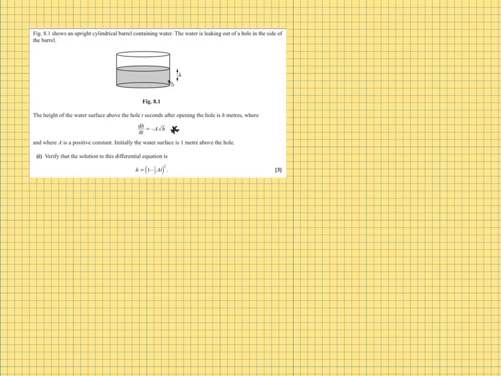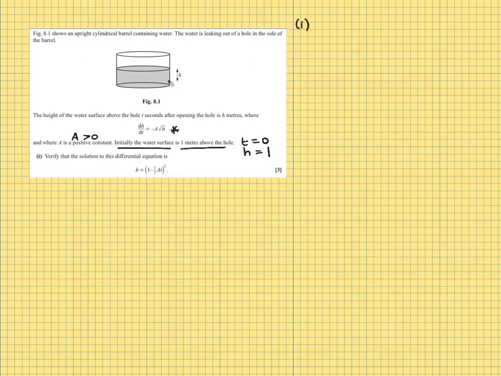Now initially, the water surface is 1 metre above the hole. So that tells us when t equals 0, h equals 1. Now verify that the solution to the differential equation is this. Now, we have two options here. We can separate variables and integrate, or, because it does say verify, we could differentiate this result and show that it satisfies this differential equation. So it's interesting to have a look at the different methods here.